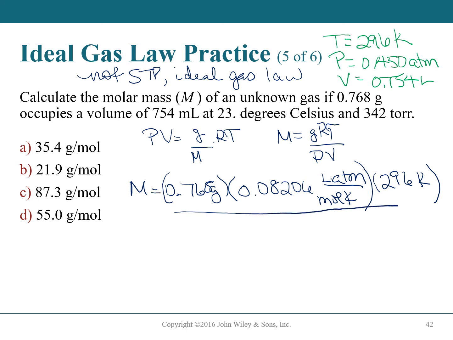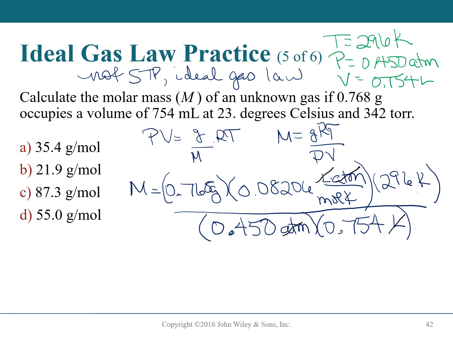Divide this by the pressure, 0.450 atmospheres, and all that's divided by our volume, which is 0.754 liters. And if we look, our atmospheres cancel out, our liters cancel out, and our Kelvin cancels out. So the molar mass will have units of grams per mole.